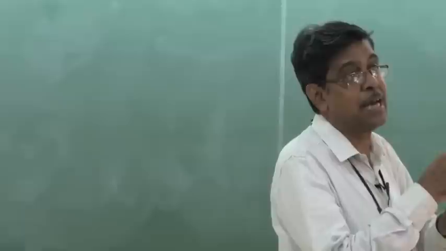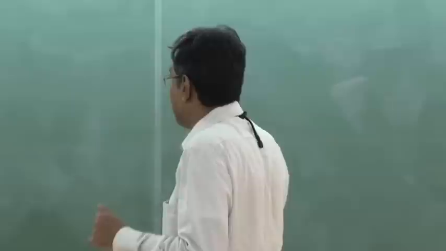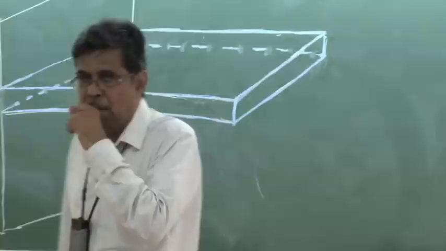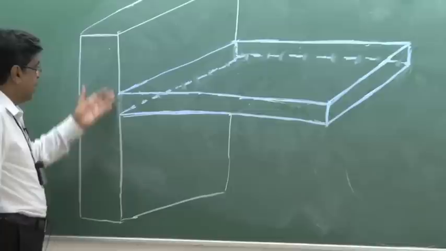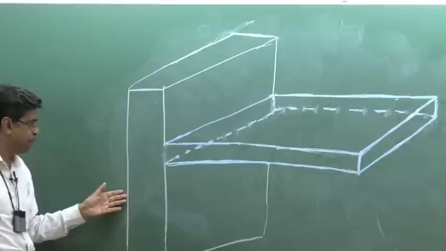Now, extended surfaces or fins are used to increase the heat transfer rate by increasing the surface area. How is it done? Let us consider a wall. This surface of the wall, we are not interested in what happens on this side of the wall. I have just drawn the figure for your understanding.